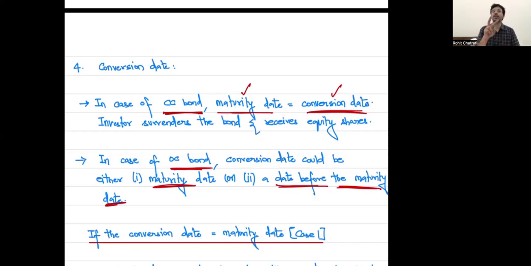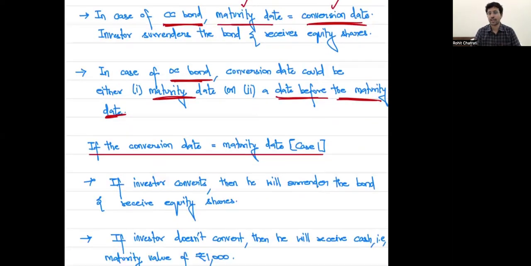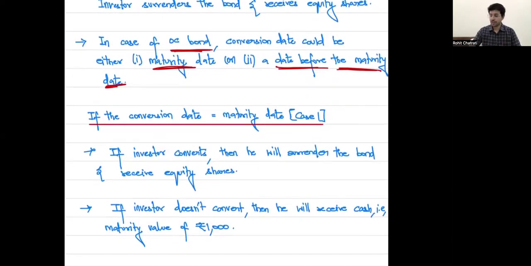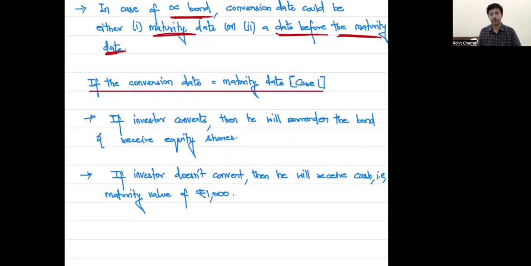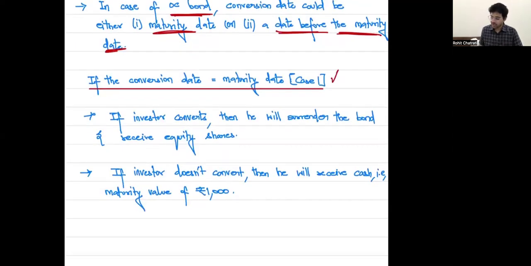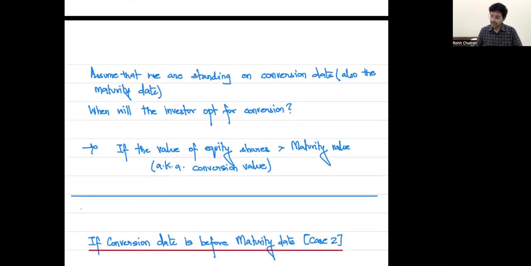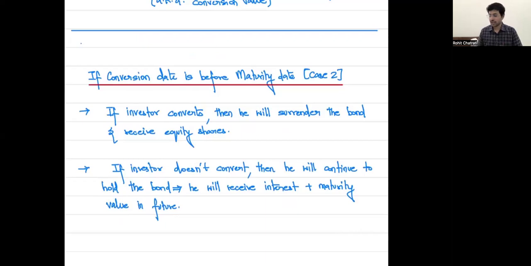All right, so the choices that he has to make are going to be different in case the conversion date is before the maturity date versus the conversion date being on the maturity date. So if the conversion date is equal to the maturity date, which is case 1, he will receive cash if he doesn't convert, or alternatively he can surrender the bond and receive equity shares. If let us say the conversion date is before maturity date, that is case 2, conversion date is on year 2, maturity date is year 3.